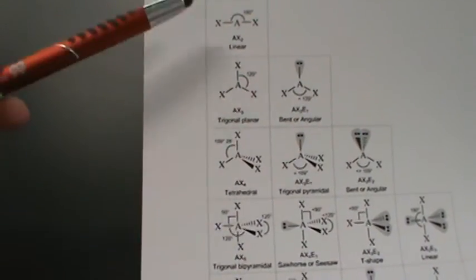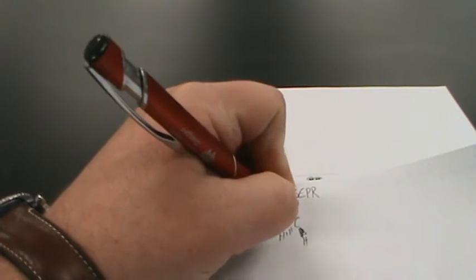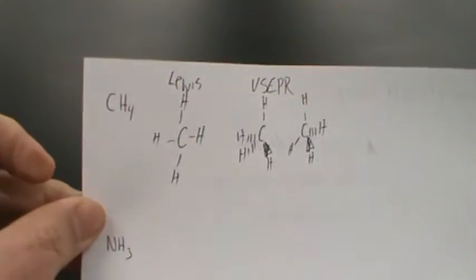Now, figuring out our VSEPR shape. We have 4 things coming off of it, so we look at this handout and start with the leftmost column and look for the shape that has 4 things coming off of it. Well, that would be tetrahedral. So the CH4 VSEPR shape is tetrahedral. We can draw it like that, or we can draw it like this. It's the same thing.